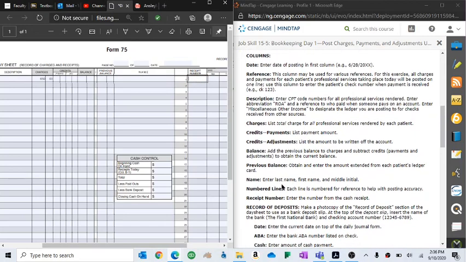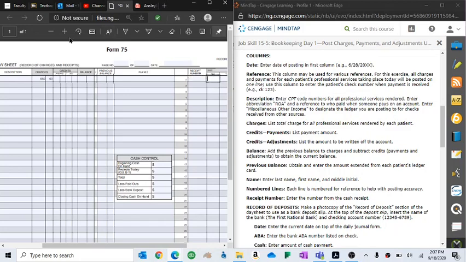Receipt number, it goes down here and it talks about numbered lines. Each line is numbered for reference, so that's what that is. You don't have to worry about that. And then the receipt number, enter the number for the cash receipt. So if they did a cash receipt and the number was 714, you would put it in there.